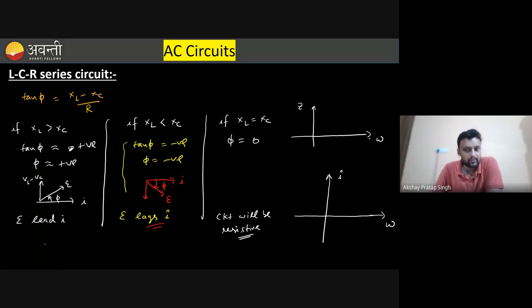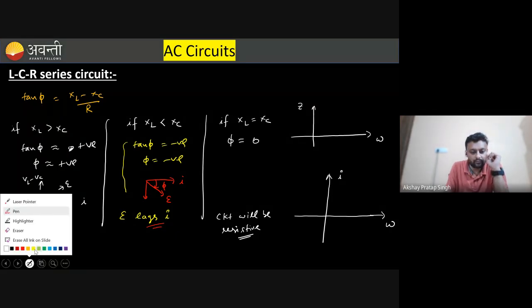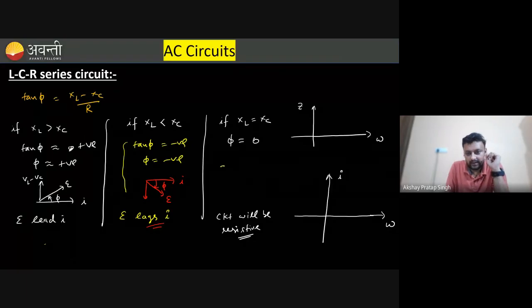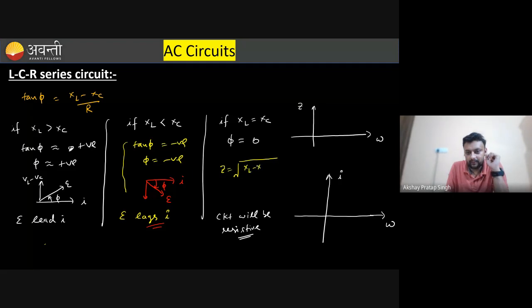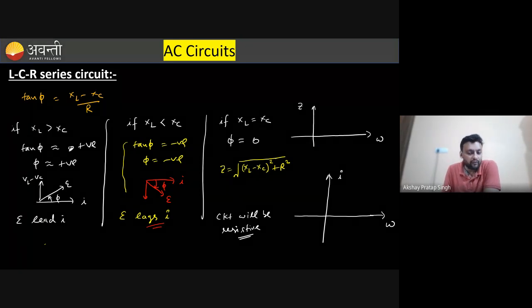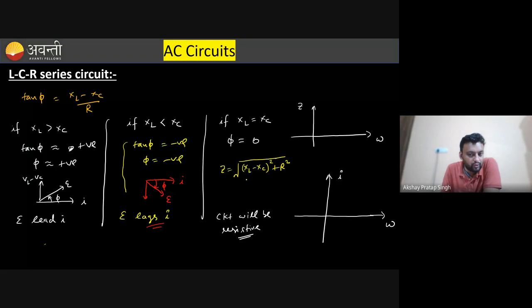for the LCR circuit. What is Z? What is the formula for Z? Z is equal to root of (XL minus XC) square plus R square. Clear? Now we will try to draw the graph of Z versus omega, how it varies with omega. For the variation with omega, just check the variation of XL and XC with omega.